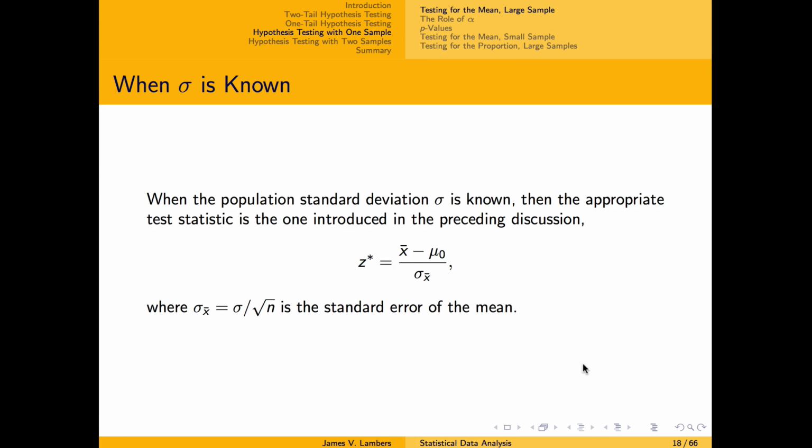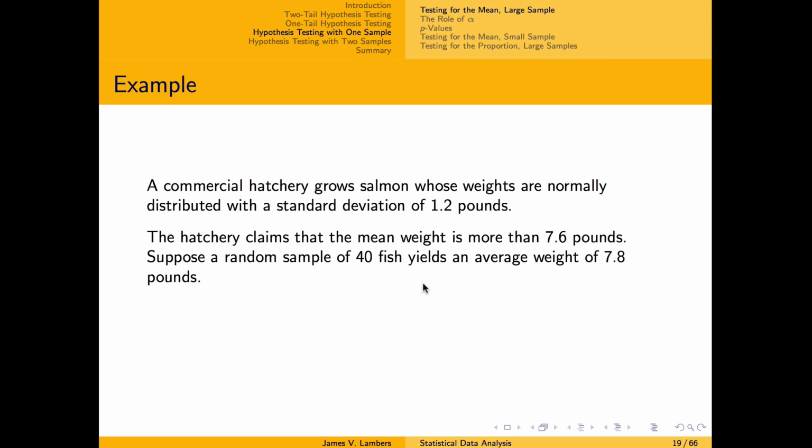In a case where the population standard deviation sigma is known, then we use the test statistic introduced earlier, and we recall this formula for the standard error of a mean. In fact, for any of the relevant scenarios we will consider, the test statistic always has this form: the sample statistic minus the value we were testing against divided by the standard error. Look for this pattern as we move to other scenarios with their test statistics. Now let's try an example.